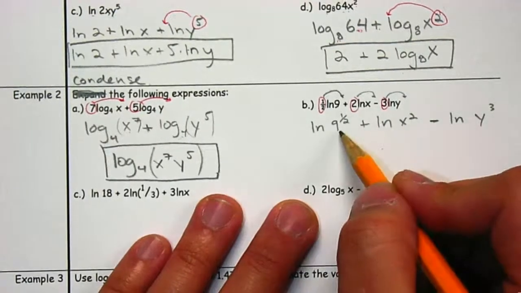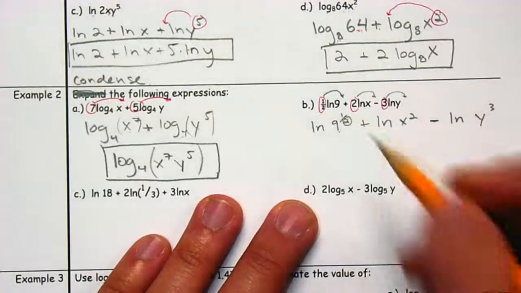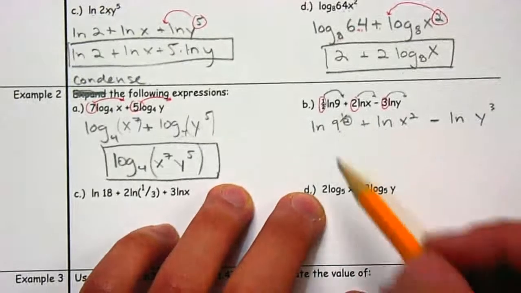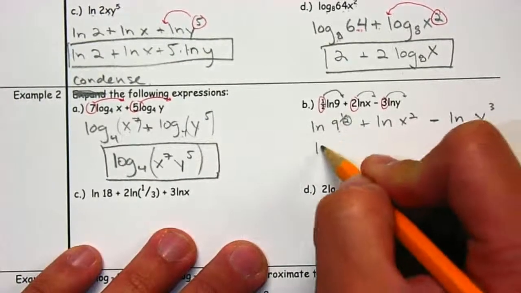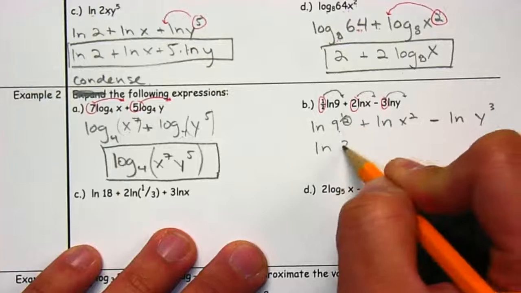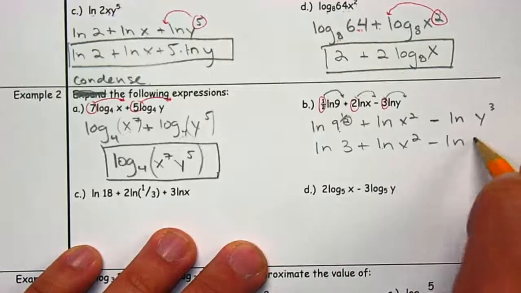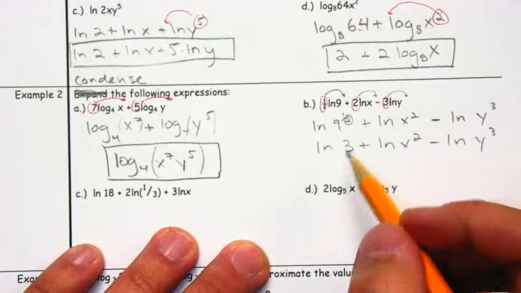Now here, I know what 9 to the 1/2 power is. Remember, this is the root. So if you can ever simplify those types of numbers, whenever it's a number that we can simplify, just go ahead and simplify it. So 9 to the 1/2 power, that's 3, because the square root of 9 is 3. And now we can condense it all into one single log.